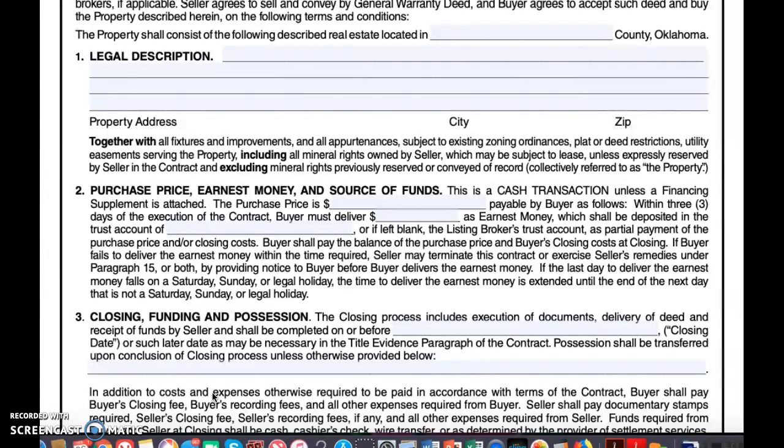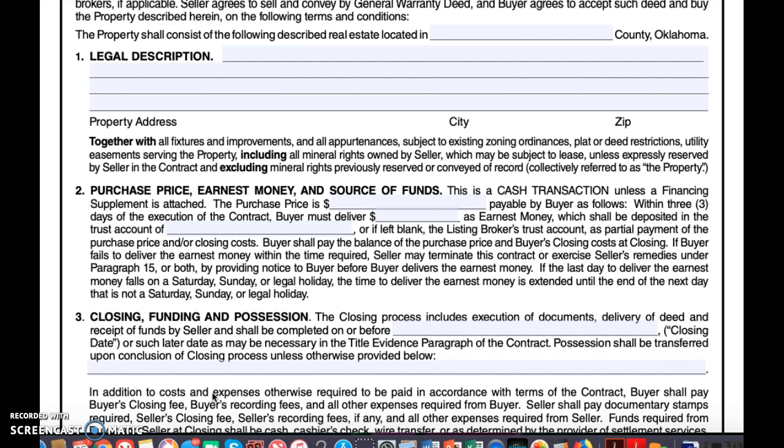Below that, together with all fixtures and improvements and all appurtenances subject to existing zoning ordinances, plat or deed restrictions, utility easements serving the property, including all mineral rights owned by seller, which may be subject to lease unless expressly reserved by the seller in the contract, and excluding mineral rights previously reserved or conveyed of record, collectively referred to as the property.